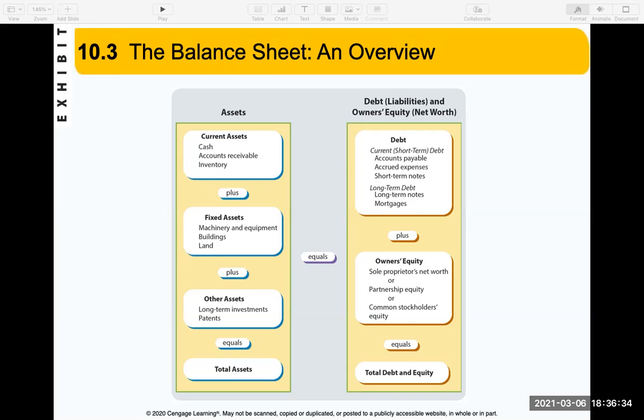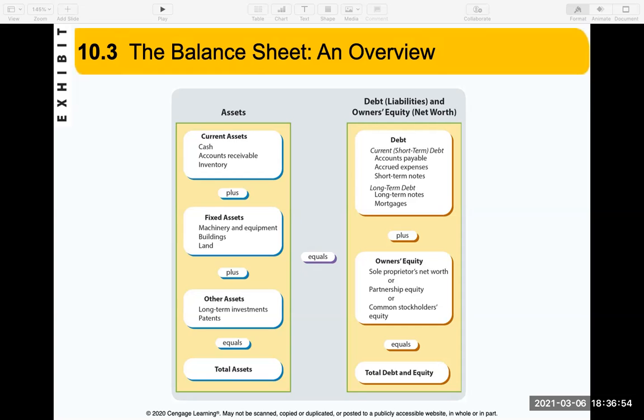Then on the right side, you have the list of the debt, current, short-term debt, accounts payable, accrued expenses, short-term, long-term debt as well, mortgages, long-term, plus the owner's equity equals total debt and equity. Now, at the end, I'll show you an example in a second.